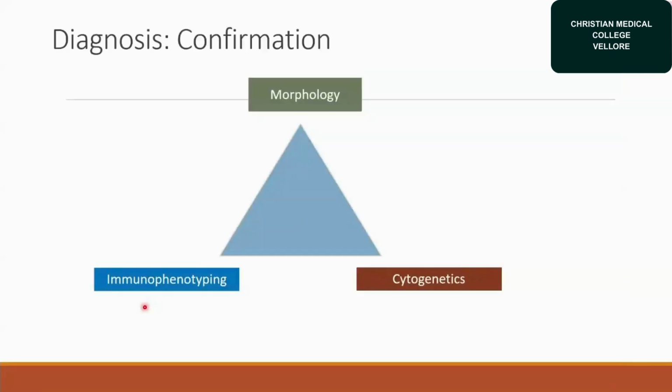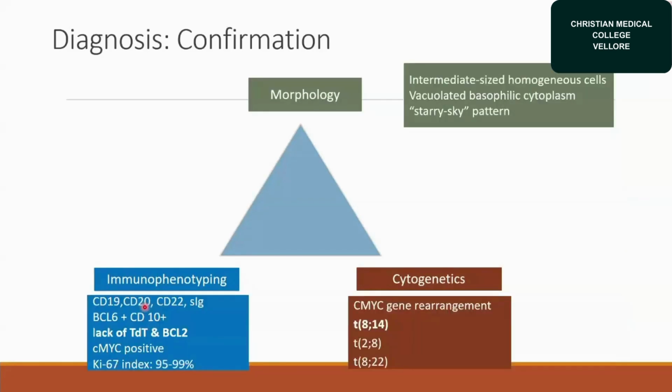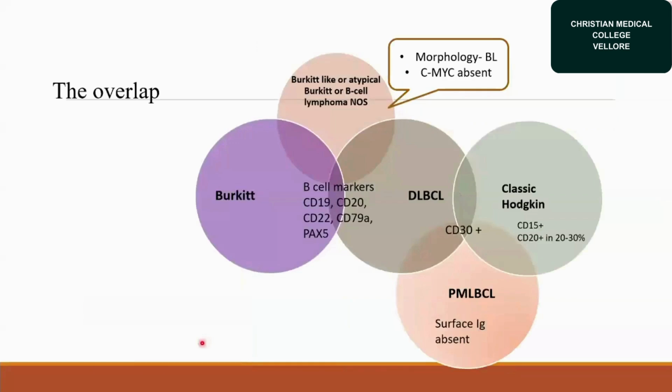So for confirmation of diagnosis, we need the morphology, which is the starry sky appearance that we are aware of, and we need the cytogenetics, which shows c-MYC rearrangement in Burkitt, and immunophenotyping, which, as we mentioned before, will usually show CD20 positive along with immunoglobulin expression. BCL6 may be positive, and TDT should be negative. So there is a lot of confusion about the other types of lymphoma because this is mostly based on morphology and immunophenotype. So there is a little bit of overlap, as you can see.